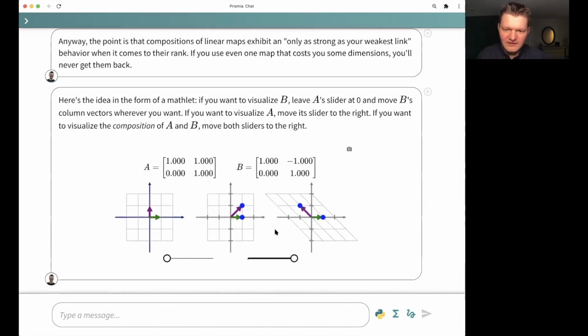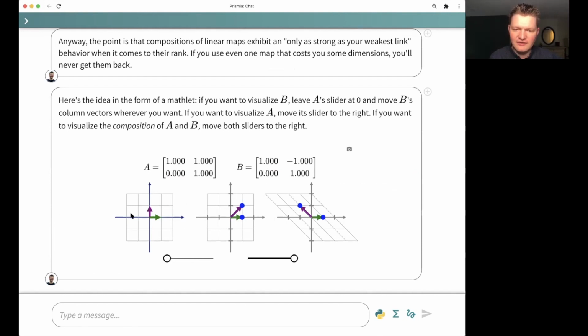So I want to try to bring this idea to life. This is maybe one of the more complex mathlets, so it requires a little bit of explanation, but the idea is that these green and purple vectors are telling you what the two matrices are. Notice I have this slider for the middle one, for this first map from here to here, set to 0. So this isn't being applied.